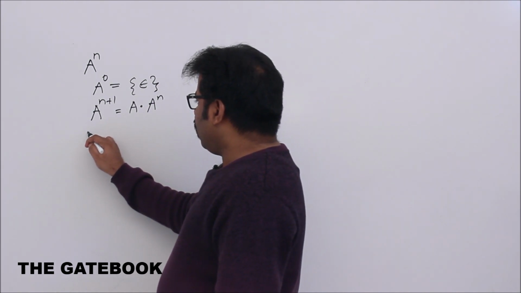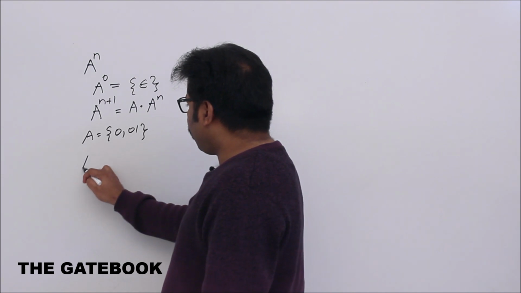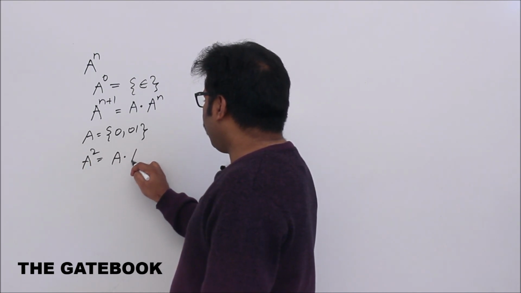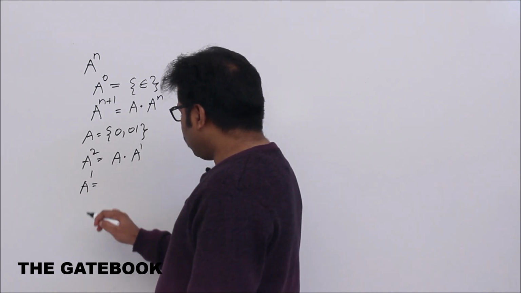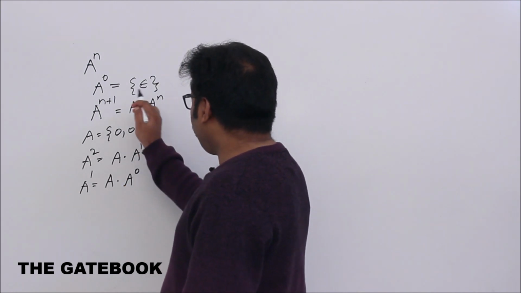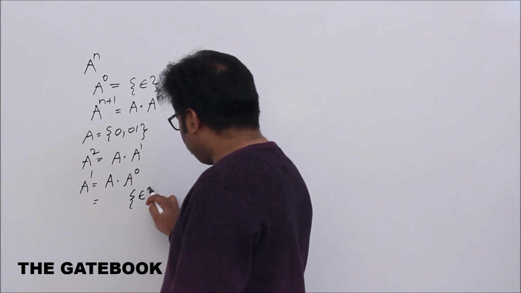So here A equals, let's say, {0, 001}, then A to the power of 2, let us calculate, equals A dot A to the power of 1. So what is A to the power of 1? A to the power of 1 is A dot A to the power of 0. So here A to the power of 0 is defined as epsilon, right? Let me write the epsilon string.